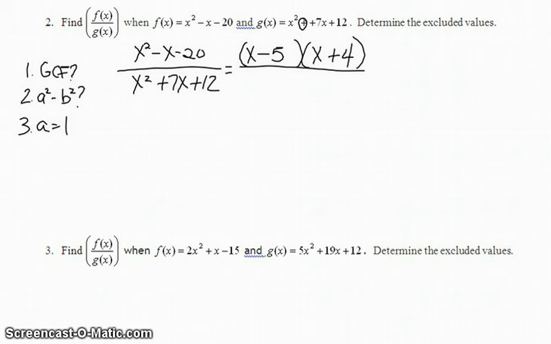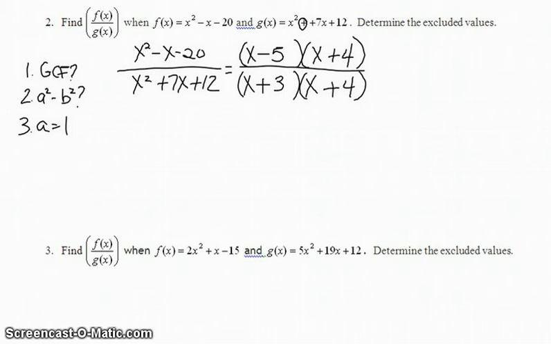Now I do the same thing with my denominator. Is there a greatest common factor? No. Is it the difference between two squares? No. Is my coefficient on that squared term 1? Yes. So I come out and I put out my binomial parentheses, the square root of the first term, and two factors of a positive 12 that add to 7. That's going to be a positive 3 and a positive 4. 3 times 4 is 12. 3 plus 4 is 7.